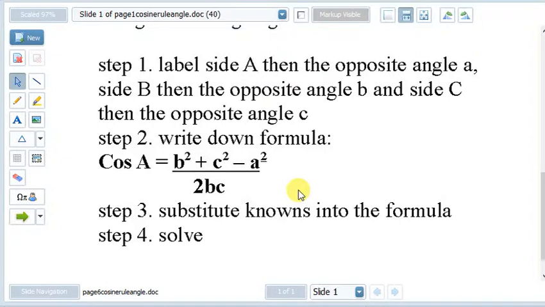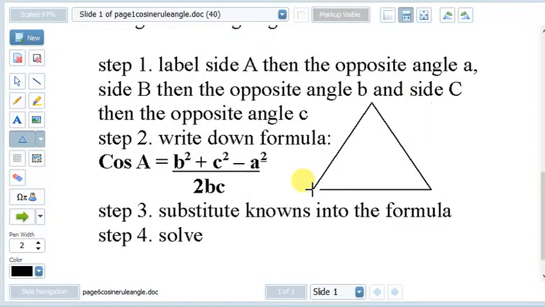So step one, we label side a, and then opposite side a, side b, and then the opposite angle, and I'll show you an example of these. So first of all, what we've got here is our triangle, and we're going to call this one angle A, angle B, and angle C. The side opposite angle A is little a, the side opposite angle B is little b, and the side opposite angle C is little c.